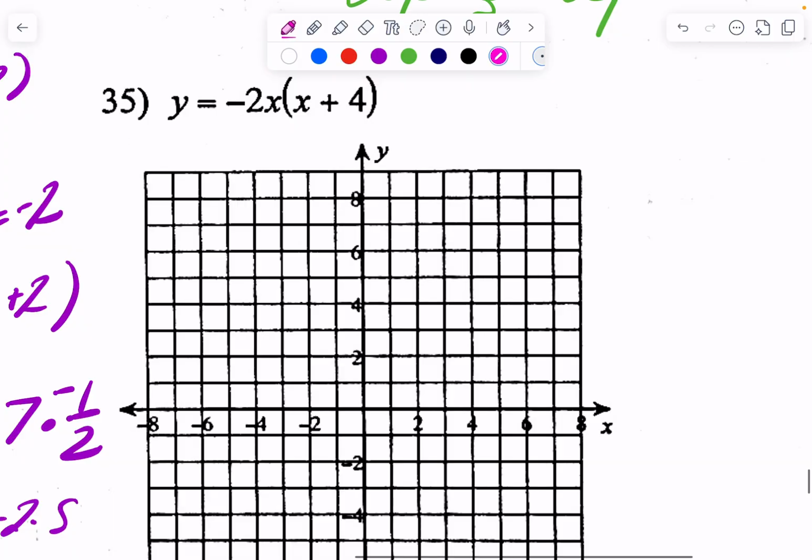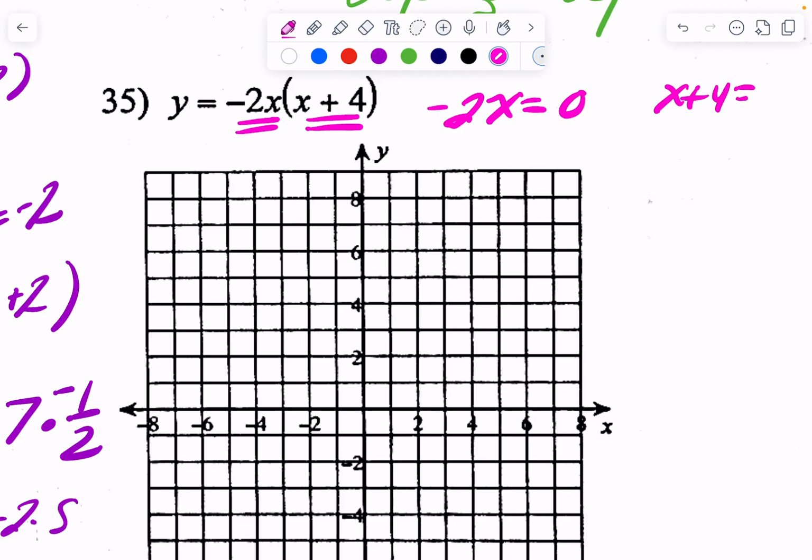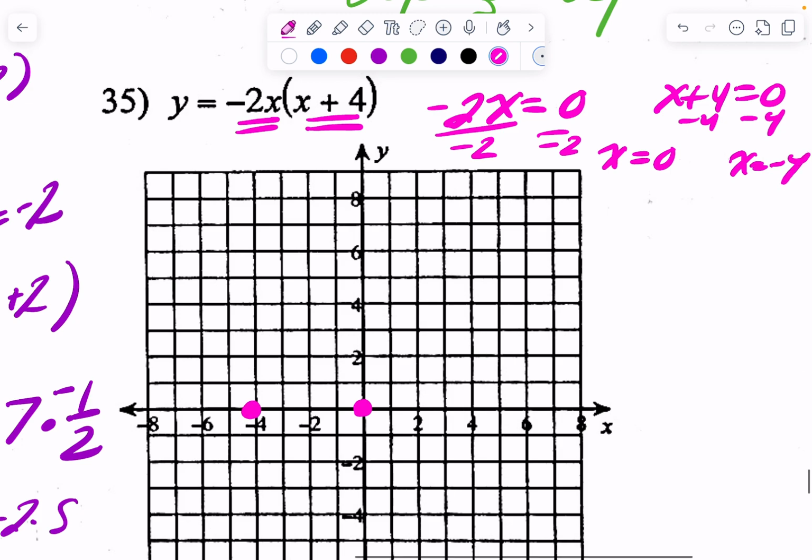Okay, right here, I find my x-intercepts. I set each of these equal to 0. So -2x equals 0. x plus 4 equals 0. And then we solve for x. So divide by -2, x equals 0 as an x-intercept. Subtract 4, x equals -4 is another x-intercept. So the vertex will be at -2.